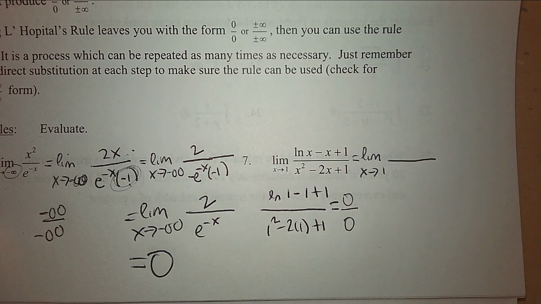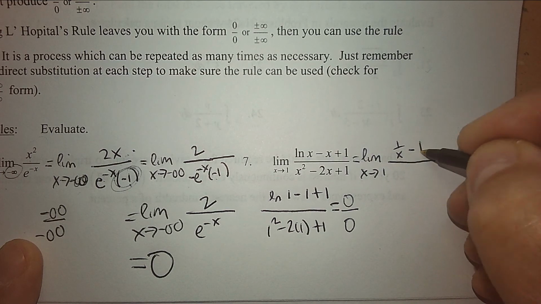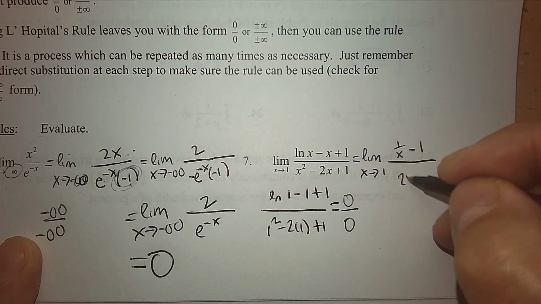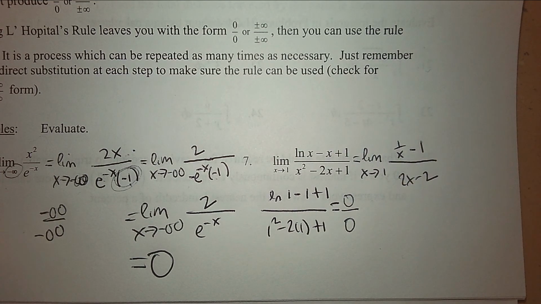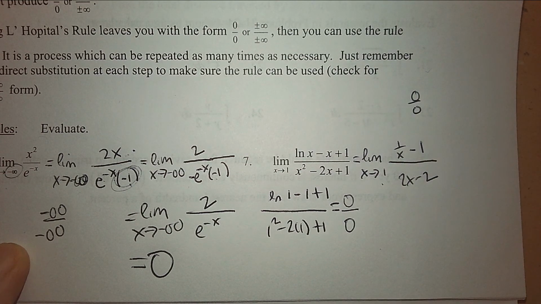What's the derivative of the top? That's it, right? And the bottom? Don't even make it look prettier. What happens when I plug in 1 now? Use your brain. What is it? You plug it in and guess what you get again? So can I do it over again? Do you see it? When you plug in 1, it's 0 over 0 again.